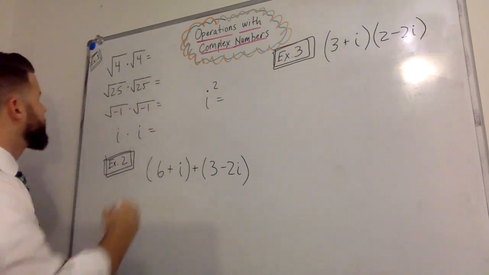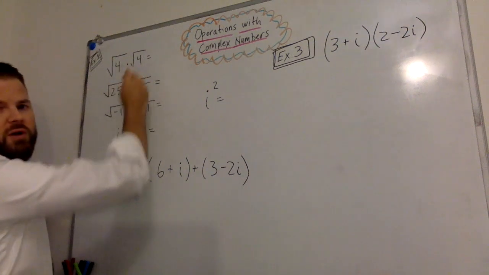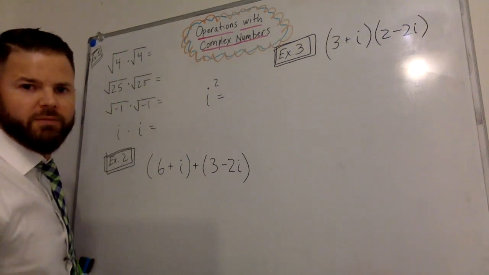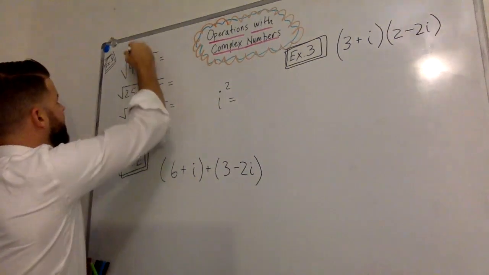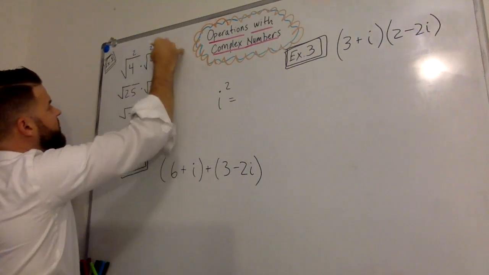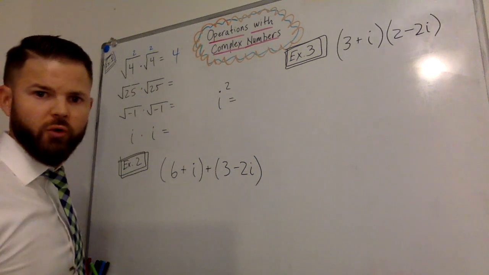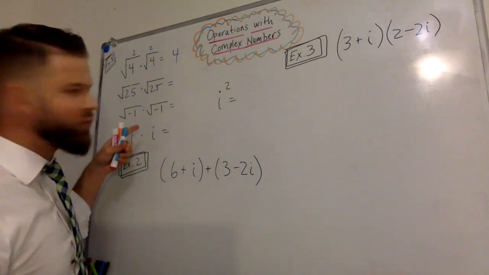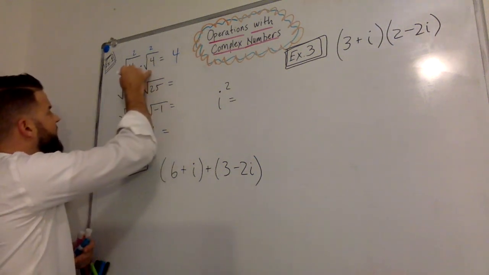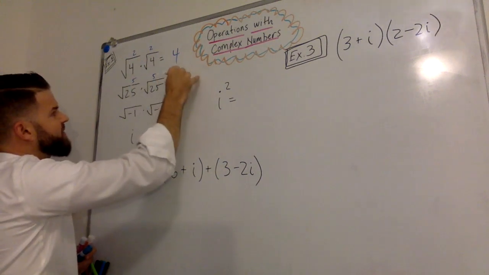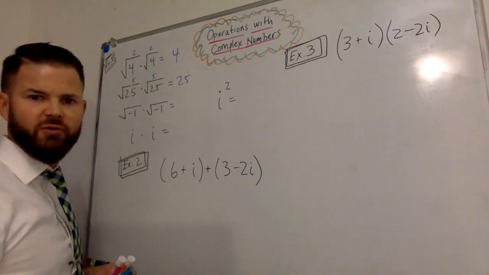Up here, what do you got? What's the square root of 4 times the square root of 4? Well, if you think about it, what you got is a 2 times a 2. So that's going to give me a 4. Radical 4 times radical 4 is just a 4. How about the next one? Radical 25 times radical 25. What do you got? Well, that's just a 5 times a 5, which is 25. Can you see that so far?